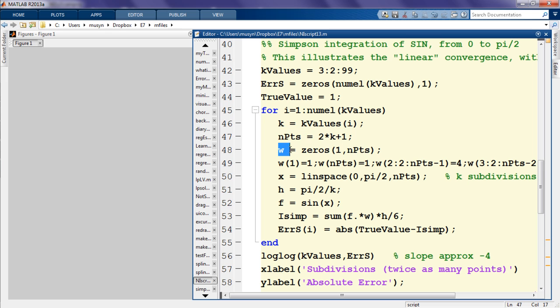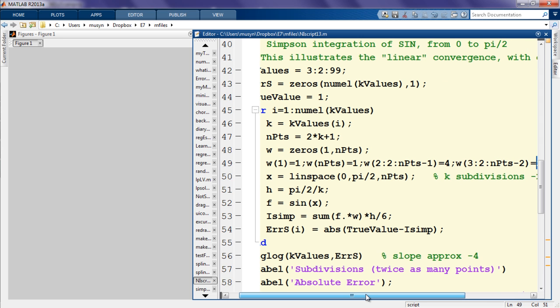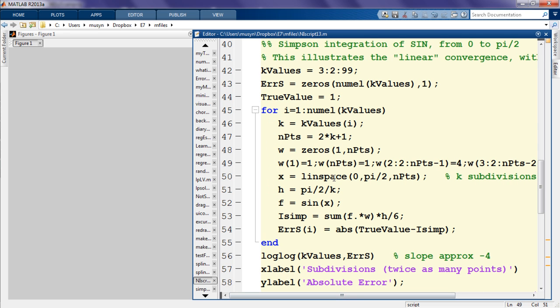We'll also make up the weight vector. This consists of 1's at the endpoints, 4's at some of the points, and the value of 2 at other points. You can look and see how I'm making this up and see if you agree that I've got the pattern right. 1, 4, 2, 4, 2, 4, 2, 4, 1. X is linearly spaced from 0 to the limit. This is from A to B with the number of points that we defined. H is B minus A, which is pi over 2 divided by K. And finally, F is sine of X.